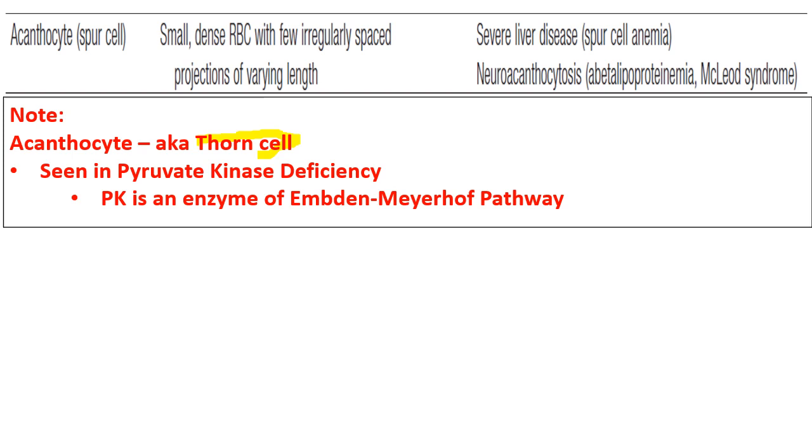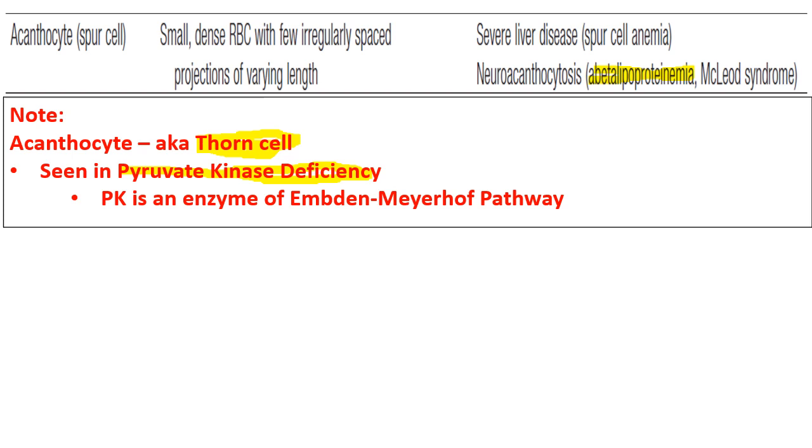So let's proceed with acanthocyte, also known as spur cell, or in other books, thorn cell. Okay, kamukha niya si burr cell or echinocyte. Mamaya, pakita natin kung anong difference nila. And acanthocytes are commonly seen in severe liver diseases, abetalipoproteinemia, so paki-highlight yan, and pyruvate kinase deficiency. Pyruvate kinase is actually an enzyme which has an important role in Embden-Meyerhof pathway. So babalikan natin 'to pagdating natin sa mga disorders of RBCs.